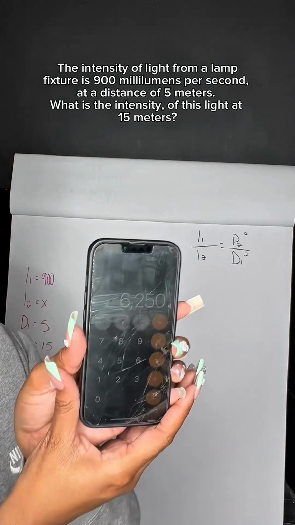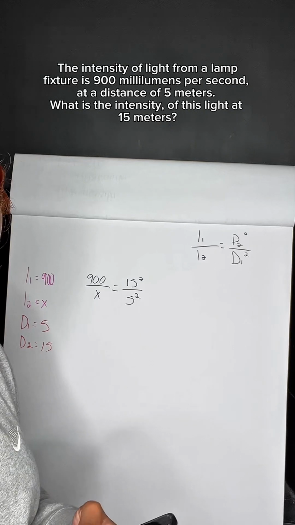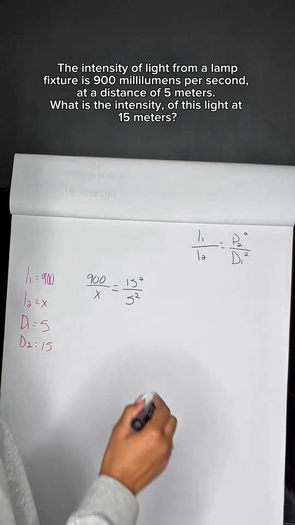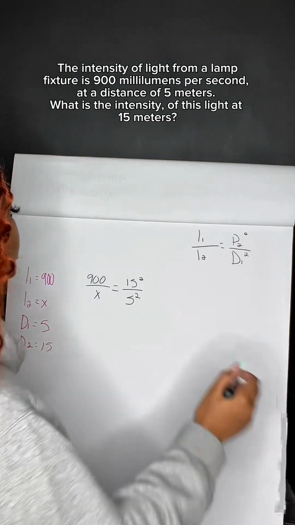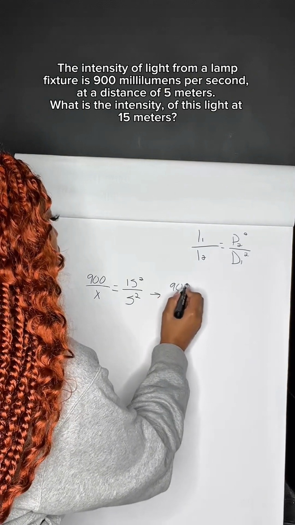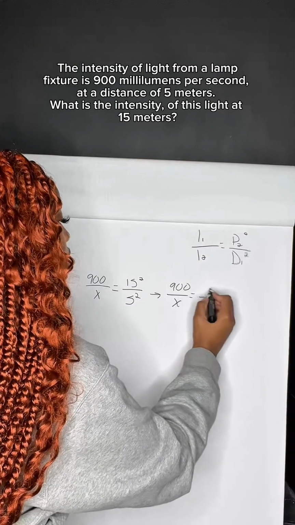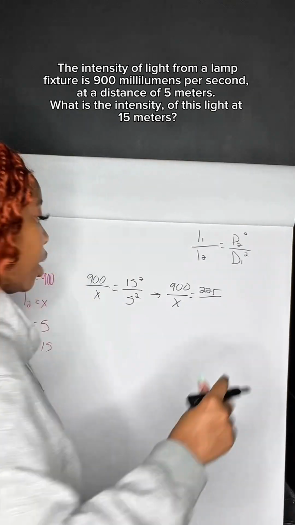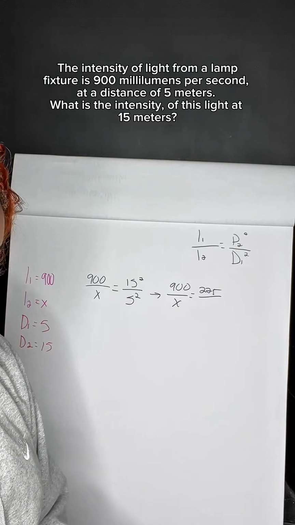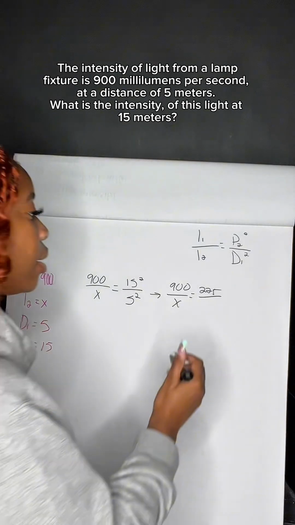You're going to take your calculator and do 15 times 15 equals 225. So we're going to rewrite the question and do 900 over x equals 225 over, and we need to find out what 5 squared is. So we multiply 5 times 5, which gives us 25.